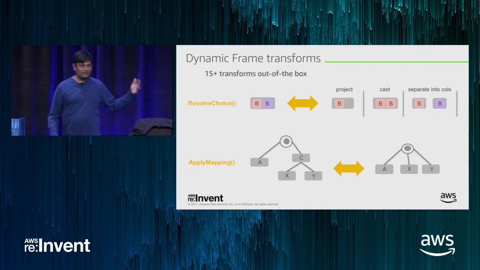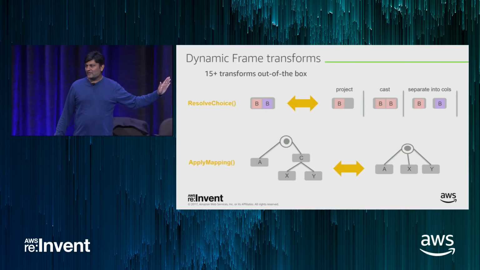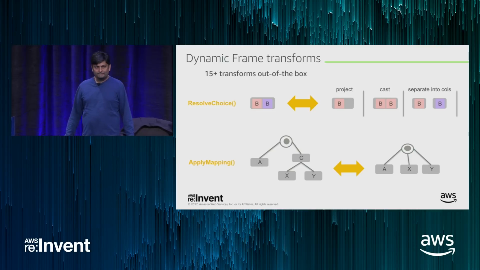Are you going to stringify it? Are you going to array it? Here, you get to actually specify what you're going to do through the resolve choice transform. It's a cool little transform. You should try it out.